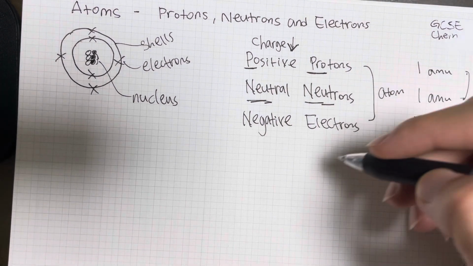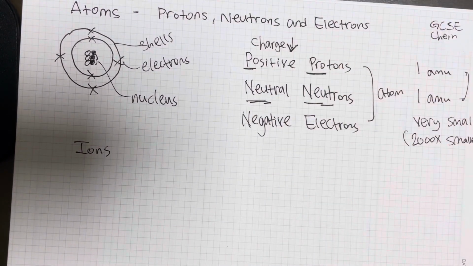And in the next video, I'll explain what ions are. Ions are kind of related to protons, neutrons, and electrons, but it gets a notch higher. So I'll leave that to the next video.